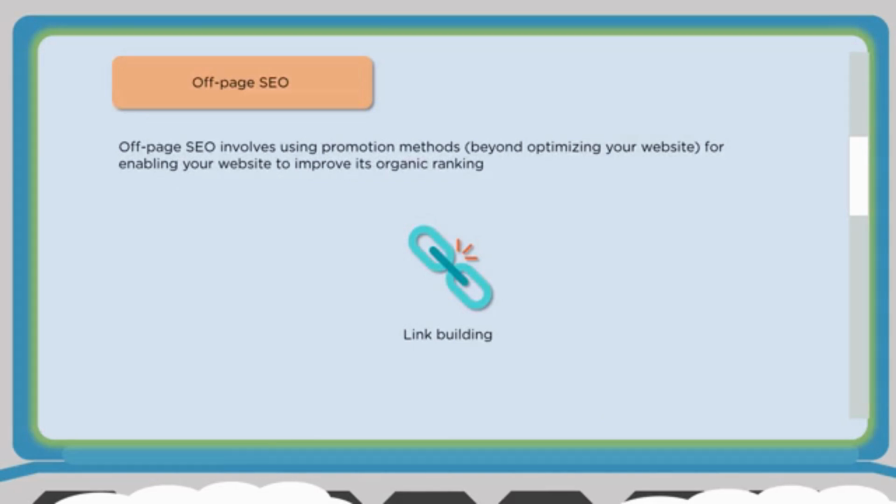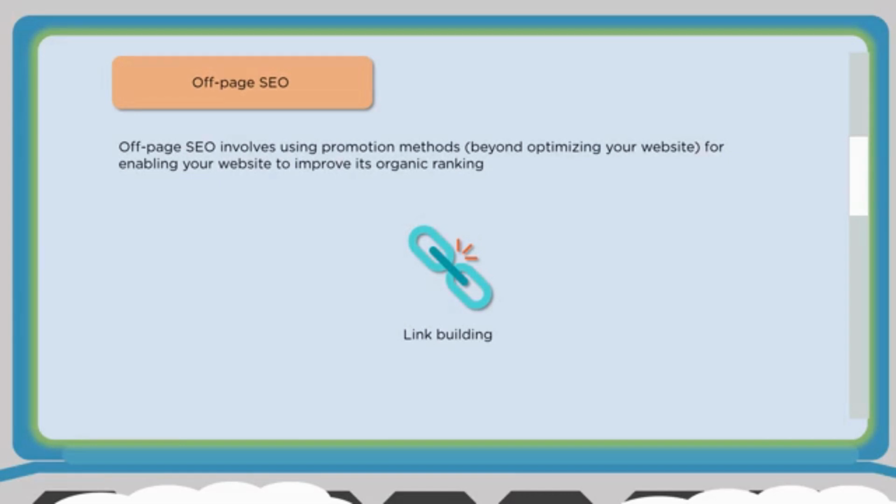Okay, so off-page SEO involves using promotional methods beyond just optimizing your site. For example, optimizing your title tag and meta description might not be enough to get you to rank for that coveted keyword query. So we need to do some link building. We need to get our name out there on other websites.